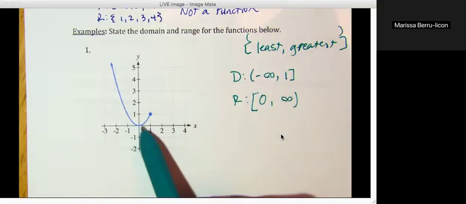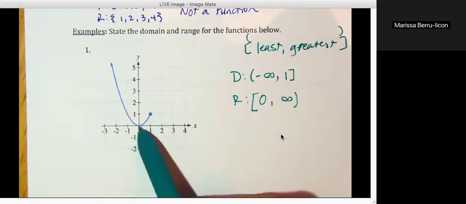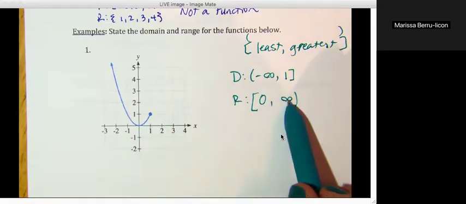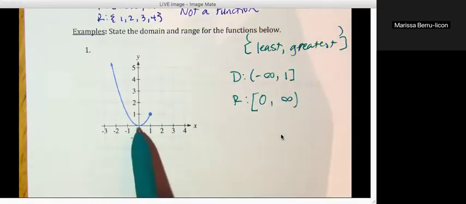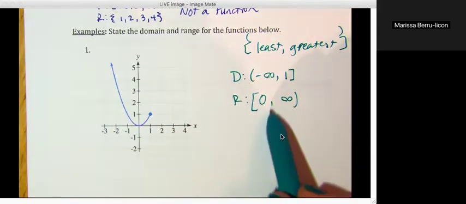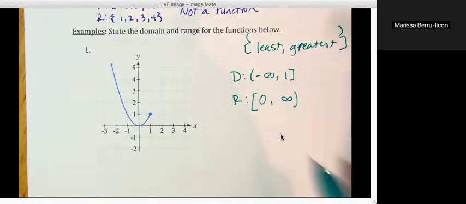Now, sometimes I'll have students say, but wait, what about this side here? It stops here. Yes, it does. And I could list from 0 to 1 as well, but listing from 0 to 1 would be redundant. I would be essentially repeating what I have here. I already have from 0 to infinity. So if I already have 0 to infinity, listing also 0 to 1 is not really necessary.